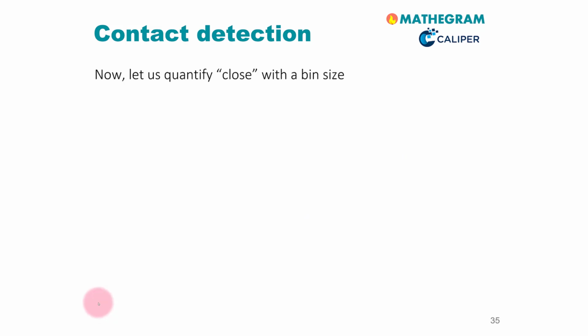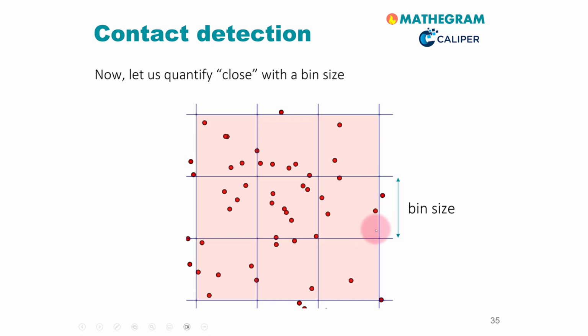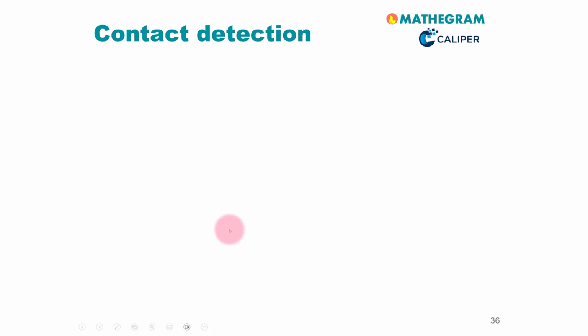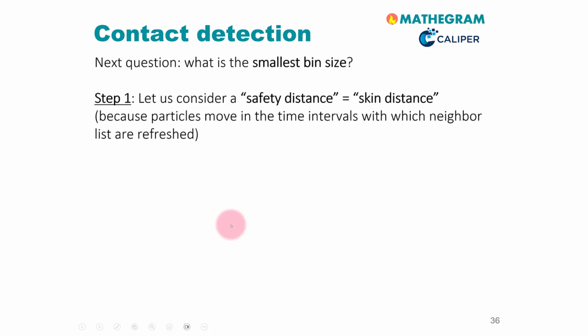The next question is, how can we identify those close particles? Obviously it has to do with the bin size. The smaller this bin size, the fewer particles we have as neighbors, and the neighbor list is shorter. How can we now define the smallest bin size? That's the critical question, right? And for that we need to apply a two-step approach.